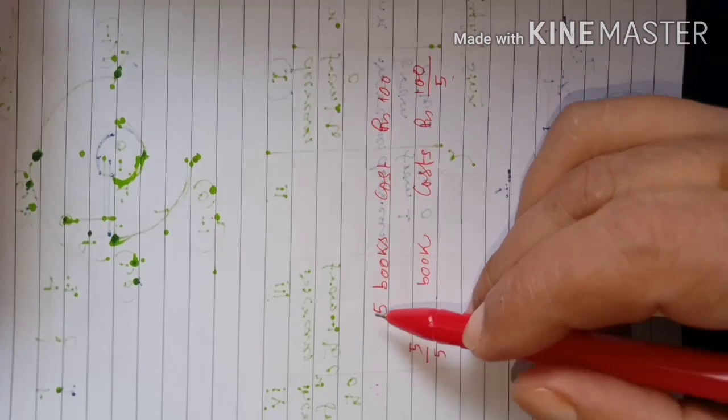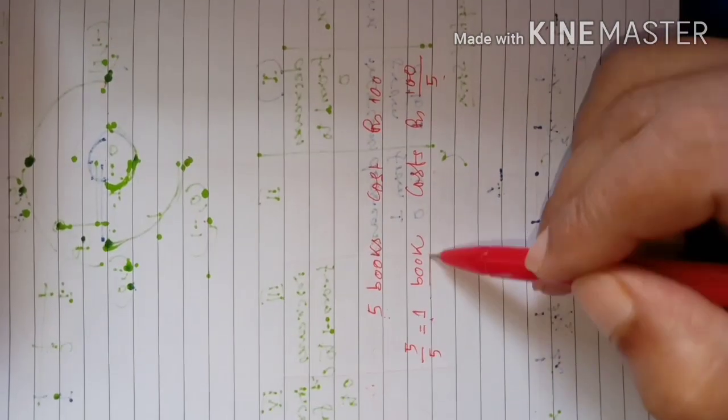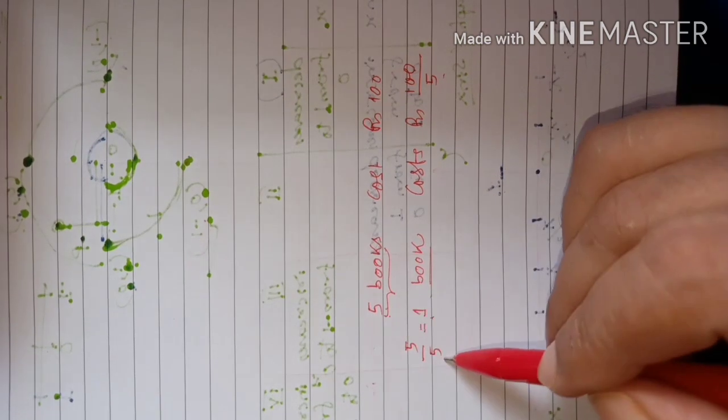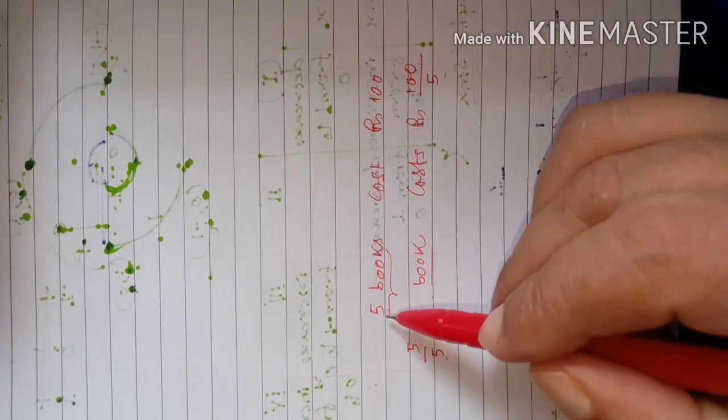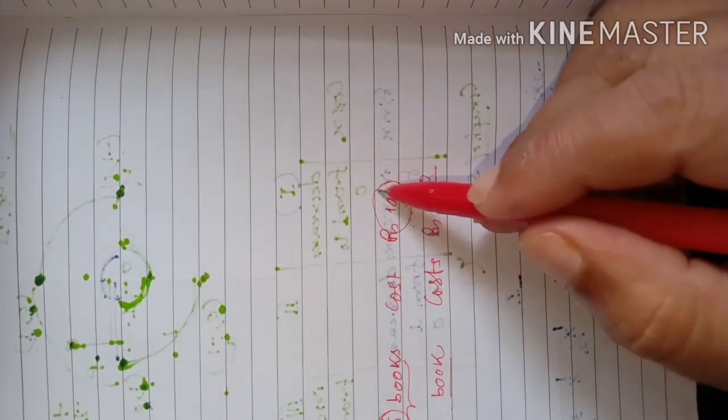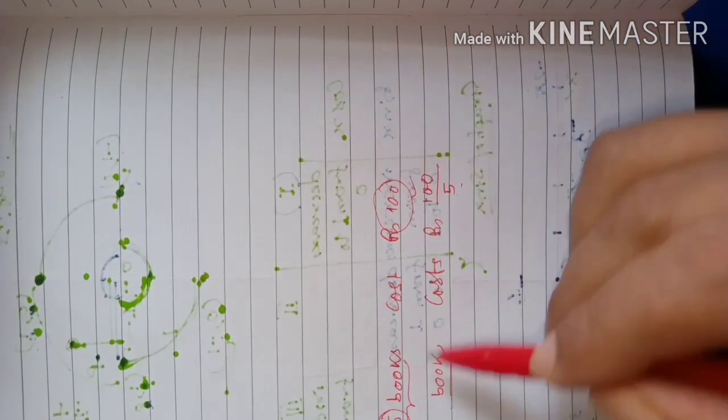So when you want the cost of one book, what you have to do? Whatever number was given, that number should be divided by itself, then it will become 1. When the left hand side number you divide by itself, then the right hand side number also you have to divide by the same number, that means by 5. That way you just think.